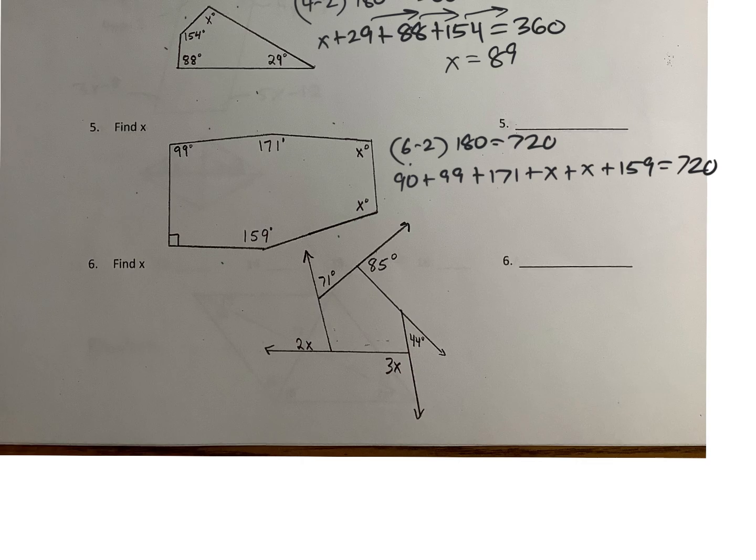720 minus each of these. So you're going to move all the numbers to the right side, okay? So 720 minus 159 minus 171 minus 99 minus 90. That equals 201. What's on the left? We still have x plus x, which is 2x. So we divide by 2 and we get 100.5. That's what each x is.